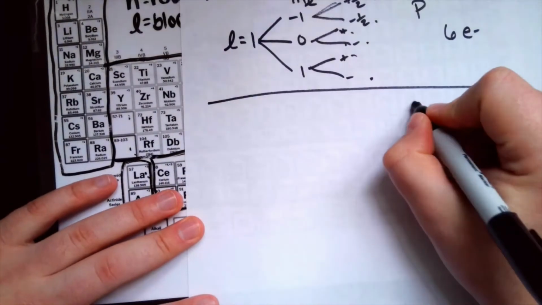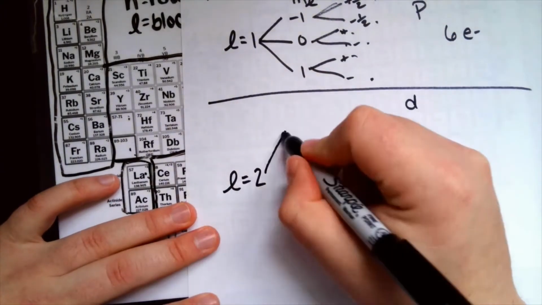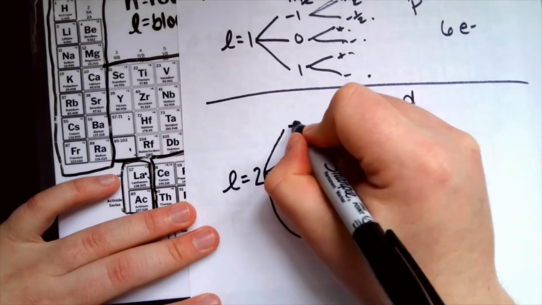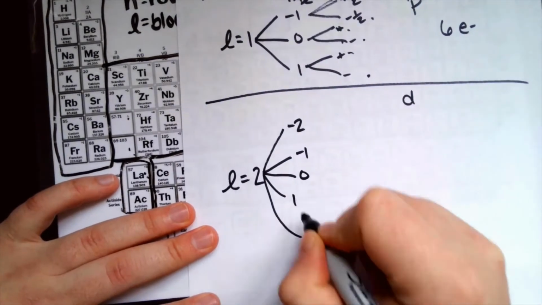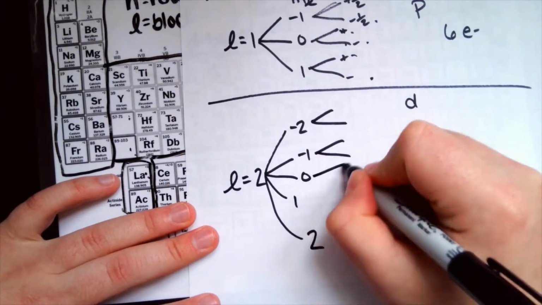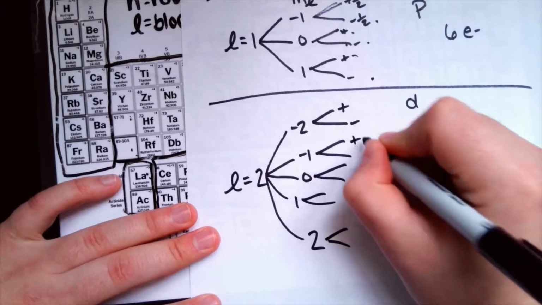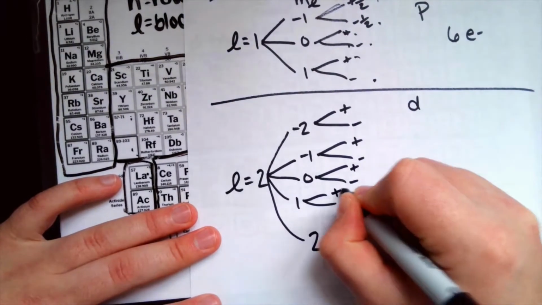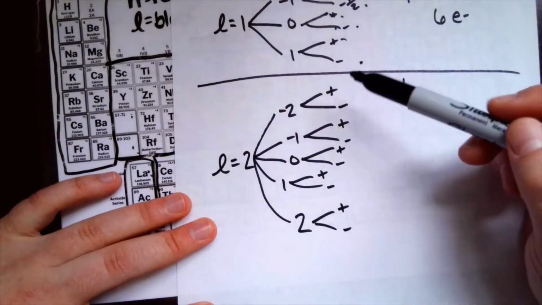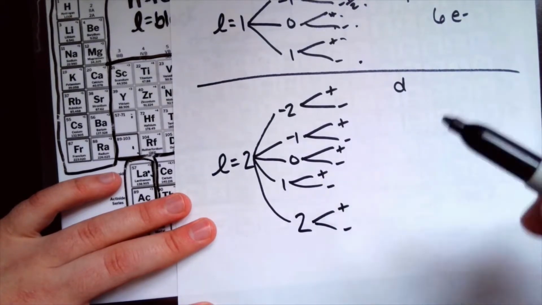Now let's talk about a D subshell, where L equals 2. That means that m sub L can go from negative 2, negative 1, 0, 1, or 2. And again, each one of those can have 2 electrons, one with a positive spin, one with a negative spin. So in a D subshell, you can have a maximum of 1, 2, 3, 4, 5, 6, 7, 8, 9, 10 electrons.